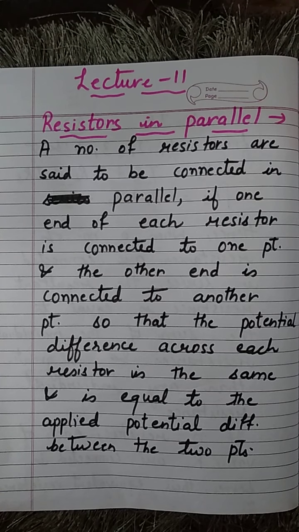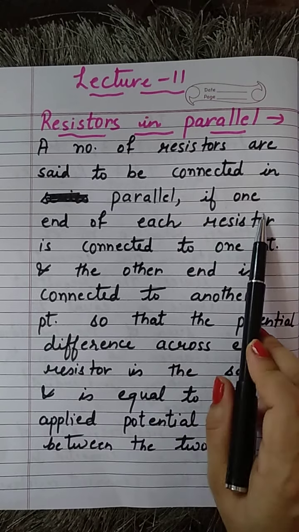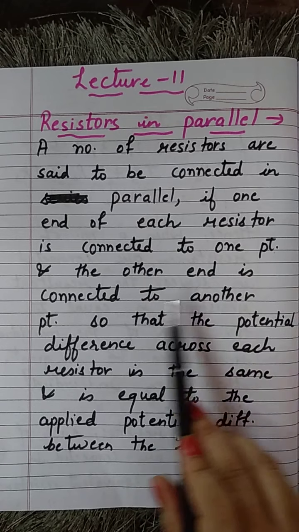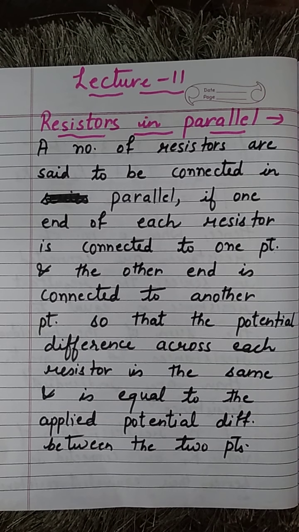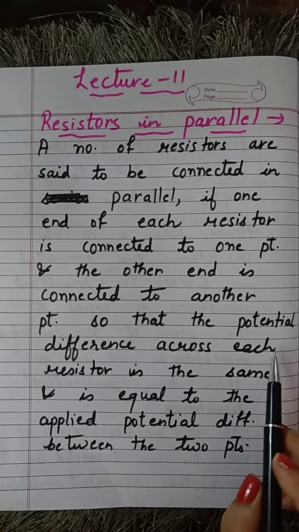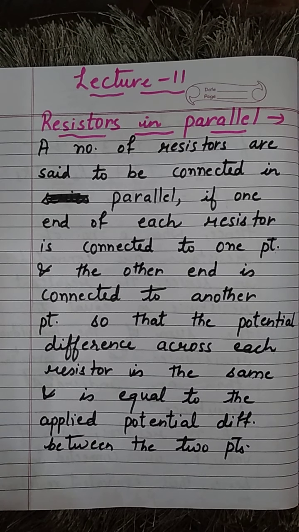There we said a number of resistors are said to be connected in series if they are joined end to end. But here we are going to change our statement. A number of resistors are said to be connected in parallel if one end of each resistor is connected to one point and the other end is connected to another point, so that the potential difference across each resistor is the same and is equal to the applied potential difference between the 2 points.